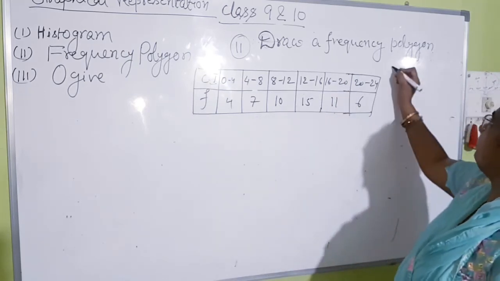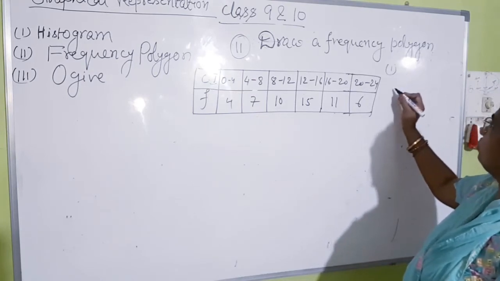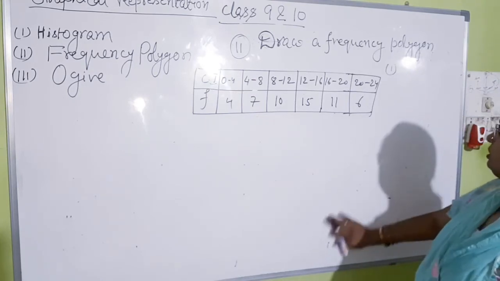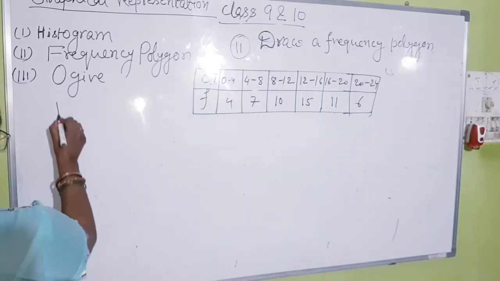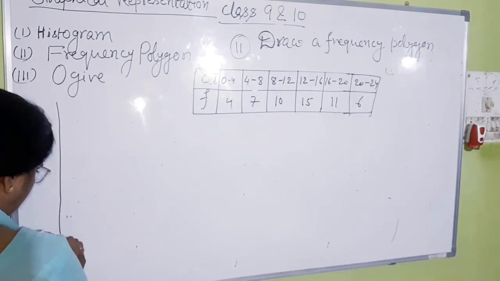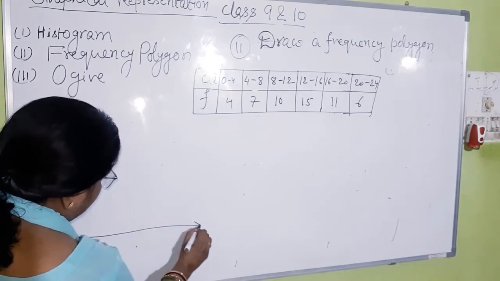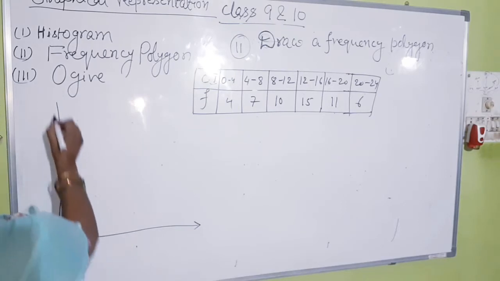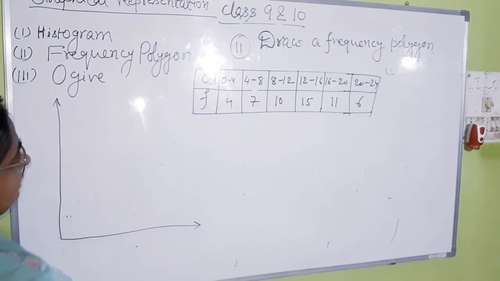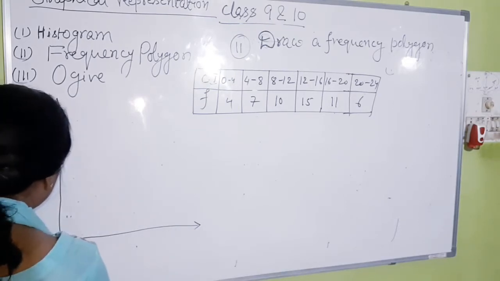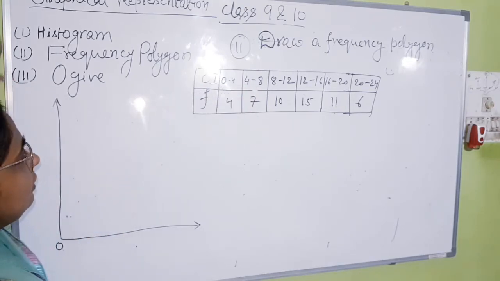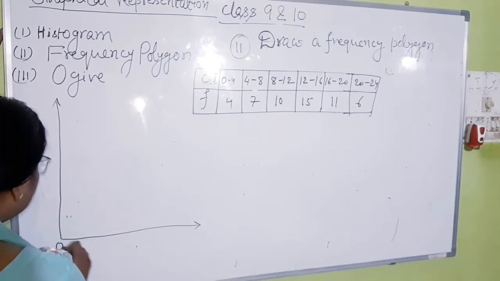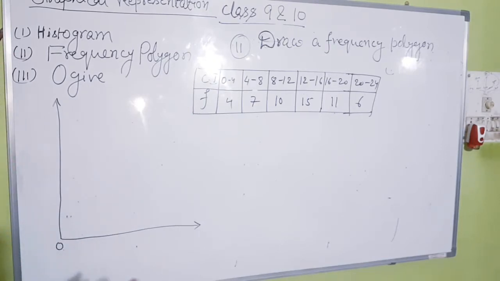In the first step, you have to draw the diagram. First step, draw diagram. I am going to draw this side along the vertical axis, it is the y axis, and this side along the horizontal axis, the x axis. Then take the intervals 0 to 4, 4 to 8, 8 to 12. It is easy to take 0 to 4. In your graph, you can take 0 to 5, 5 to 10 like this also.